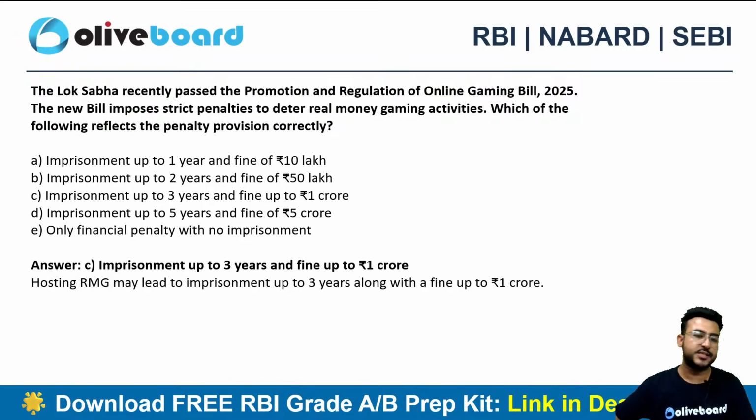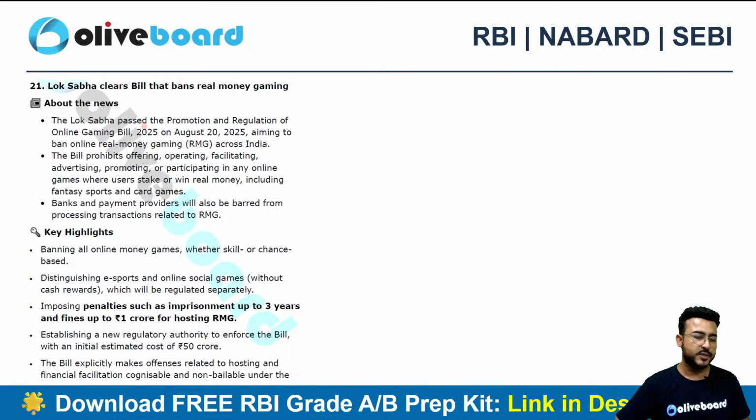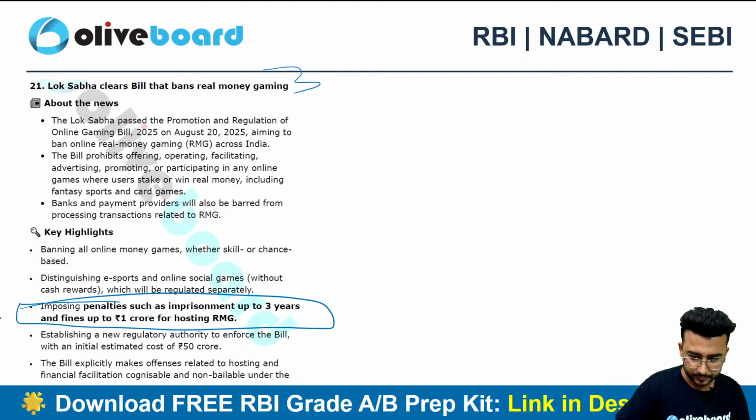The correct choice here is option C, imprisonment up to 3 years or fine up to 1 crore. Okay, so this one is from the Lok Sabha bill that bans real money gambling, right? So we have just covered the penalty portion.